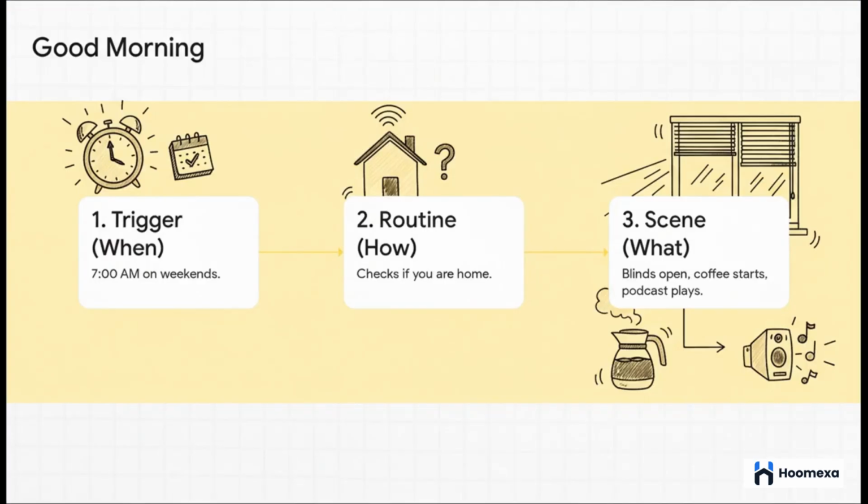Let's start with waking up. Your trigger is the time, 7 a.m. on a Saturday. Then the routine kicks in. It does a quick check. Are you actually home? If the answer is yes, then boom, it fires off the morning scene. And just like that, the blinds open, the coffee maker starts brewing, and your favorite podcast starts playing. It's a perfect example of how one trigger can make so many things happen at once.